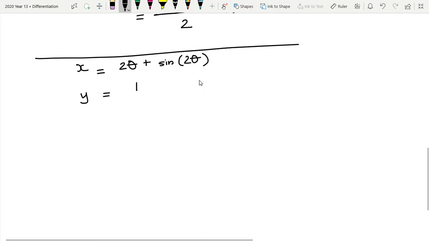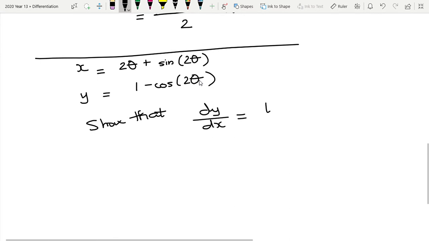As you can see from this example, theta is our third variable. x and y are in terms of theta. You can imagine theta being the third wheel. There's no clear relationship between x and y, and theta just jumps in between. That's very sad. So theta is like a third wheel, if you might. Say the question is: show that dy over dx equals tan theta.